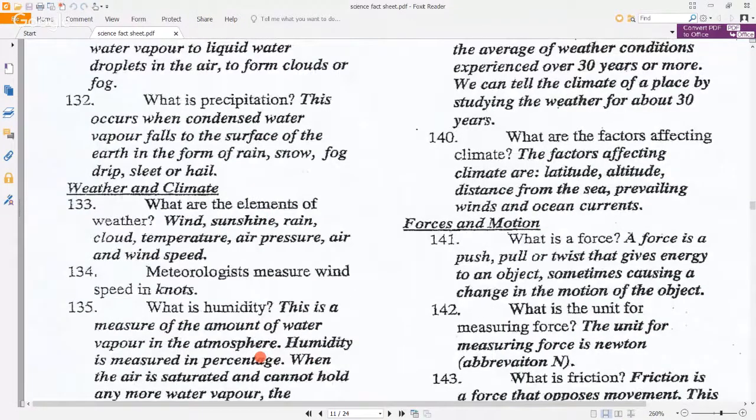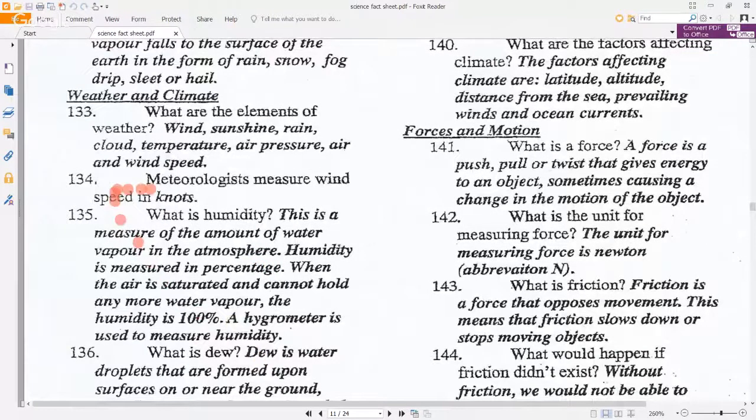Weather and climate. What are the elements of weather? The elements of weather: wind, sunshine, rain, cloud, temperature, air pressure, air, and wind speed. A meteorologist measures wind speed in knots.